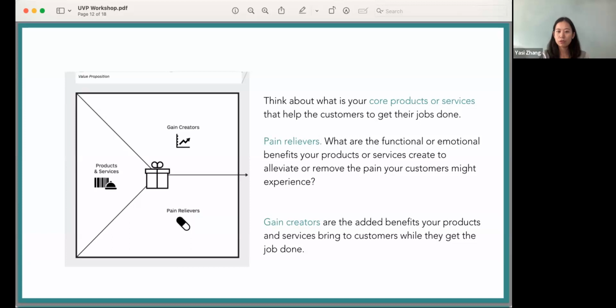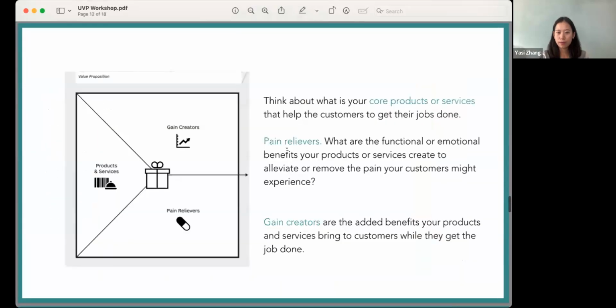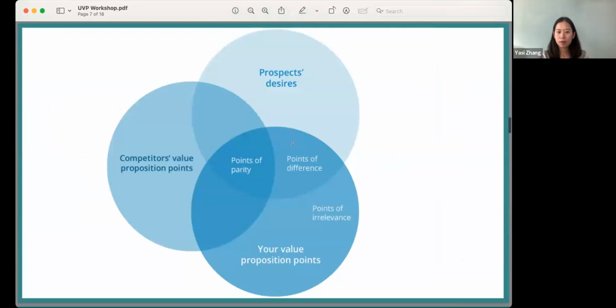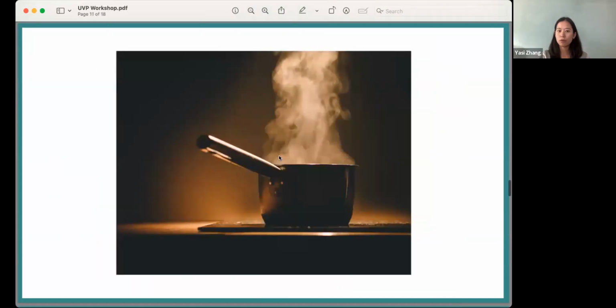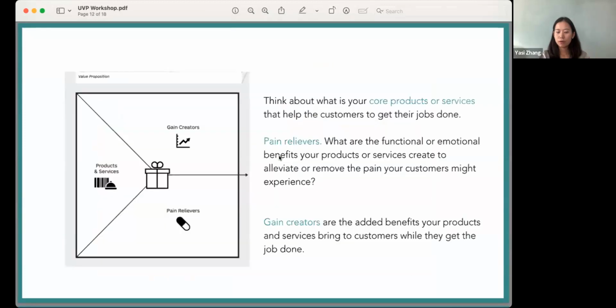I would suggest you always finish all three, because once you finish the three, if you go back here, you will be able to identify points of difference. Because if you just do two, say pain relievers, you understand what you're offering, you know what the pains are, you can address their pains. Probably you can arrive at points of parity, or just meet the functional needs, but the experience of using your products might be less optimal. So that's a very good question. I think in reality, a lot of companies might develop an MVP first to address the pain relievers, and at a later stage you can add gain creators to enhance the experience.